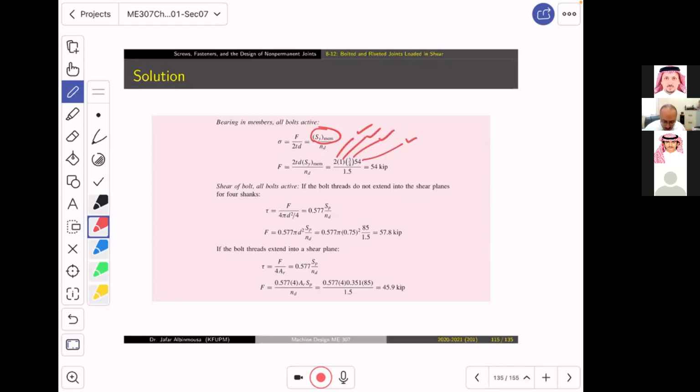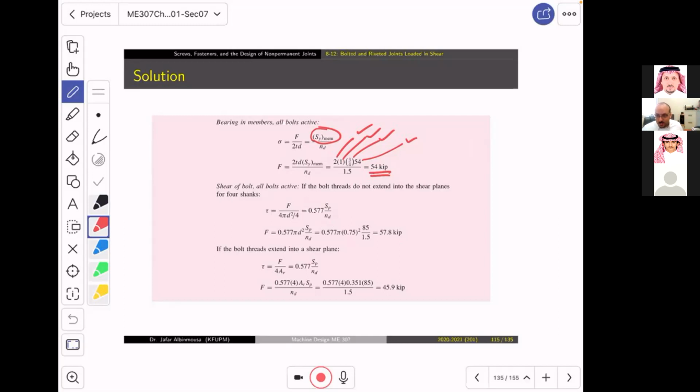So what happened? You got a lower force. Now you are afraid that the member will fail, not the bolt. The bolt is too safe. You can apply up to how much? Up to 85 kilo-pound without failing the bolt. But here you can apply up to 54, and then after that, the member will start failing. Now, the next part is this. We will look at the shear of the bolt. The bolt is being sheared off.